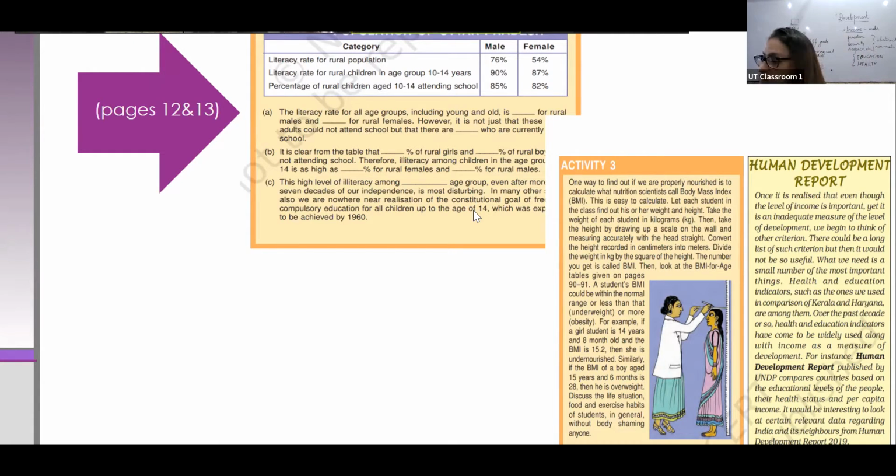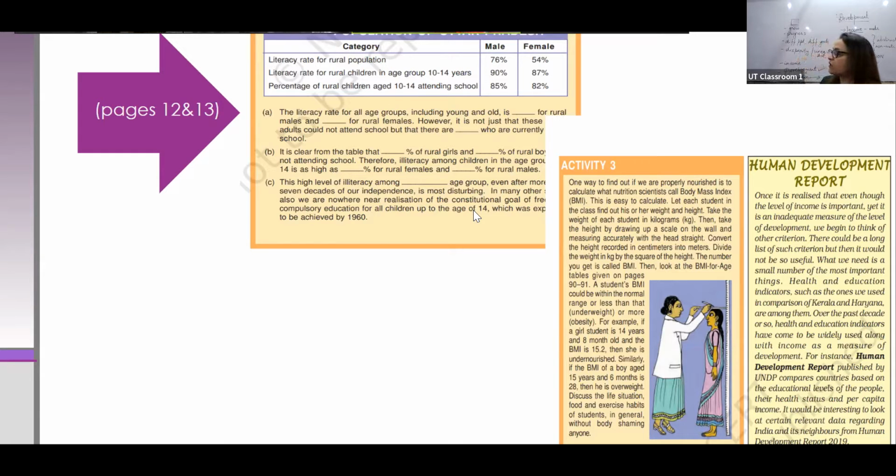So, Activity 3. One way to find out if we are properly nourished is to calculate what nutrition scientists call body mass index, or BMI. It is easy to calculate. Let each student in the class find out his or her height and weight. Take the weight of each student in kilograms. You can do this as a home assignment. So you check your weight in kgs.